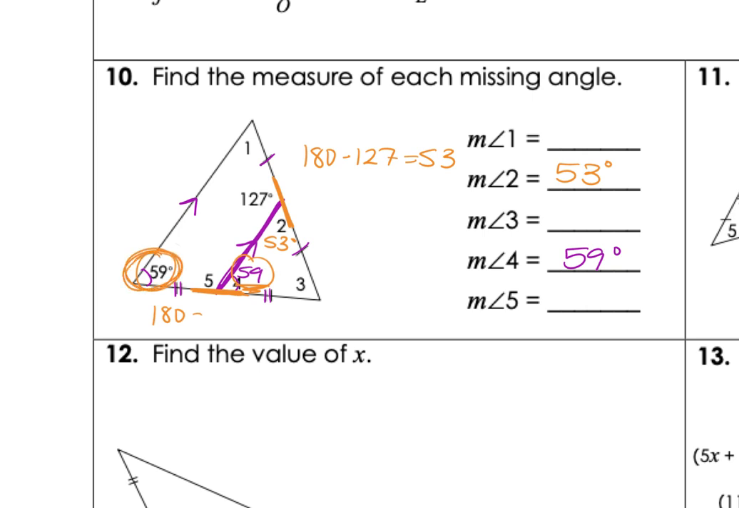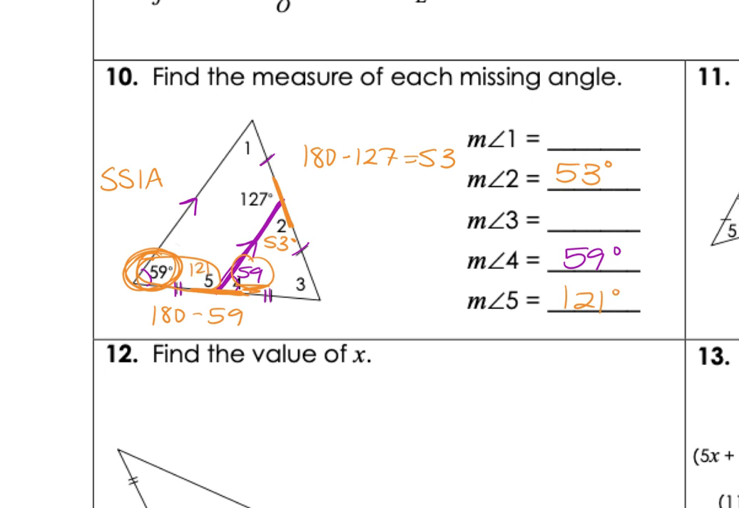Those are same side interiors, right? You have parallel lines. Those are same side interior angles. So you can use it either way. Either way, it's 180 minus 59, right? Because same side interiors are supplementary. So subtract that. What do you get? 180 minus 59. 121 degrees for angle 5.